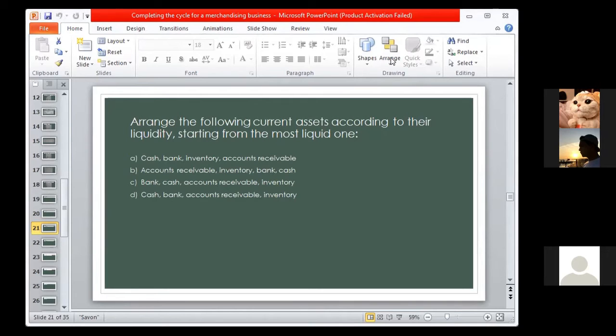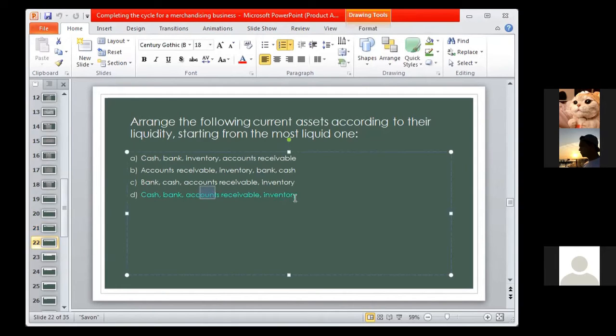Letter A daw. Check natin. Letter D. D ang tamang sagot. Kung natatandaan mo yung mga arrangement, laging mas naunang accounts receivable kaysa sa inventory. Kaya letter D ang sagot diyan. Hindi mauuna ang inventory kaysa accounts receivable. Mas liquid ang accounts receivable kaysa inventory.